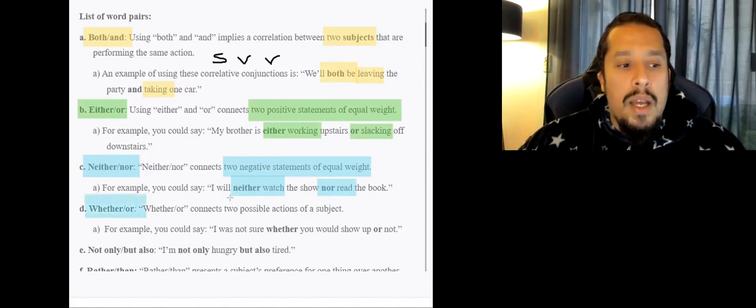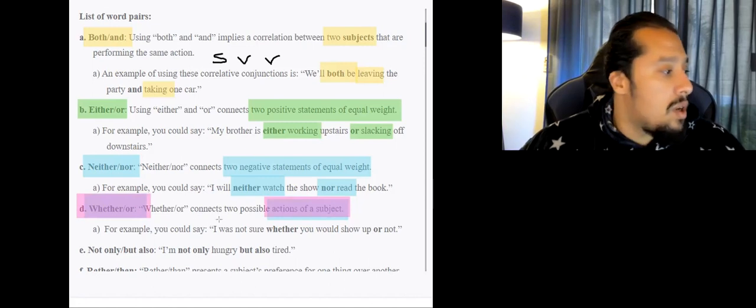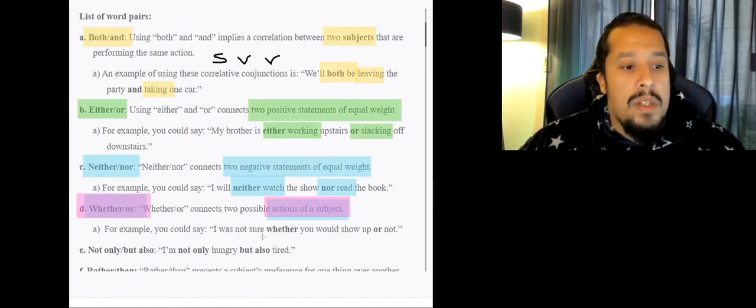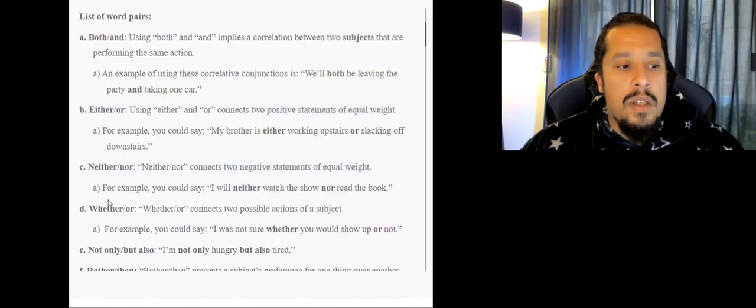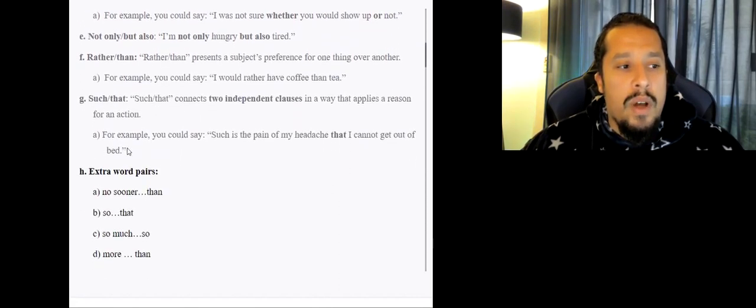Whether or connects two possible actions of a subject. Whether or connects actions or two actions of a subject. I was not sure whether you would show up or not, right? So here, in whether or, as you can see, they need to come together. Let's continue. There's quite a few على فكرة, صح?